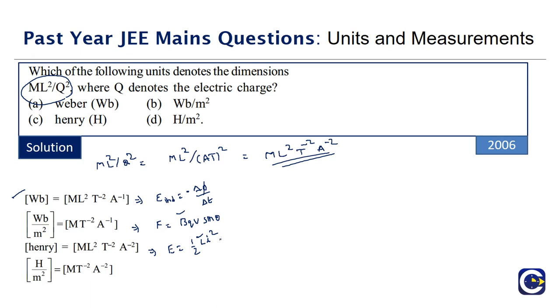I represents the current. So using this equation we can find the dimensions of Henry, and once we know the Henry, we can find the dimensions of Henry per meter square. So when we look at the dimensions over here, what we are able to clearly see is Henry has the same dimensions as ml square divided by q square.